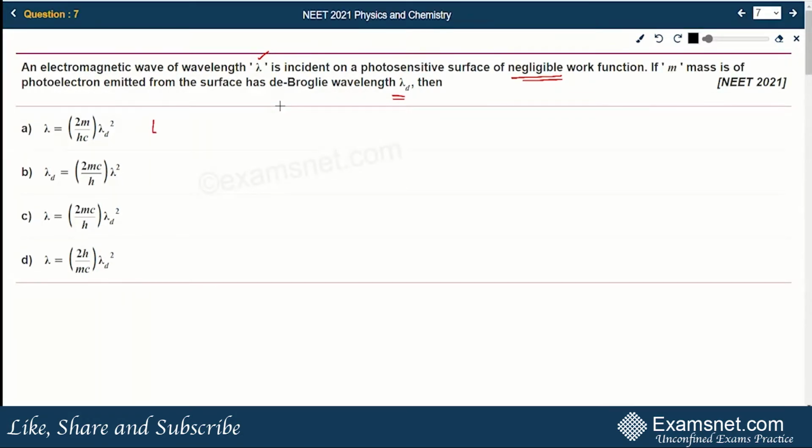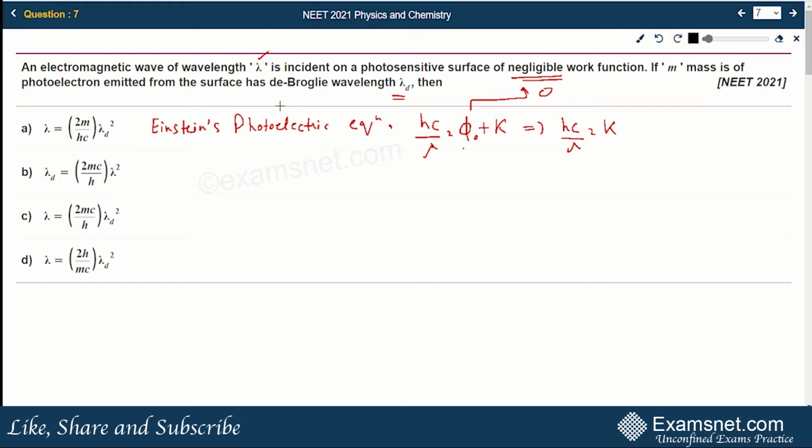Okay. So let's start with Einstein's photoelectric equation. According to Einstein's photoelectric equation, hc by lambda is given by phi naught plus K. Phi naught is your work function, which is negligible in this case, so we can say that the work function is 0 here. So we can write that hc by lambda is simply equal to K, that is the maximum kinetic energy. Also, we know that the kinetic energy can be written in terms of momentum as p square by 2m, where p is your momentum and m is the mass. So we can equate these two, hc by lambda and p square by 2m, because both are equal to the maximum kinetic energy.